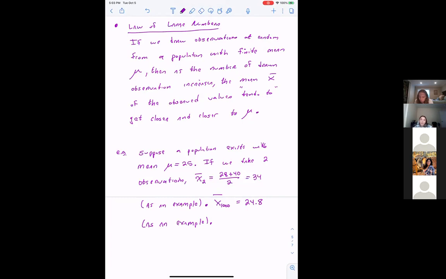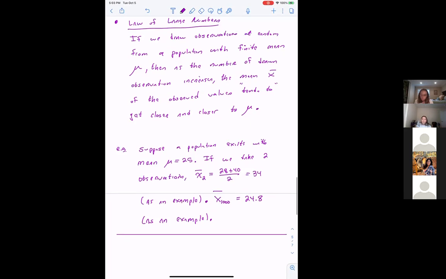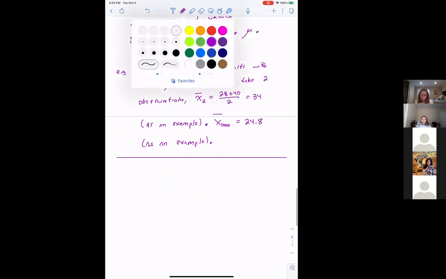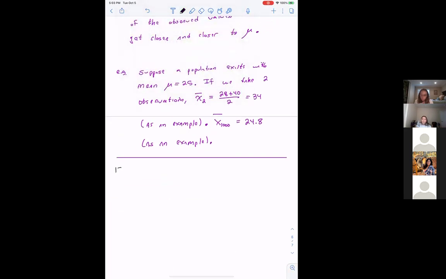Yes. Okay, so again, if the number of observations gets large, I would expect my sample average to be in the vicinity of my actual average. That is what the law of large numbers says. Now, section 15.3. Sampling distributions.